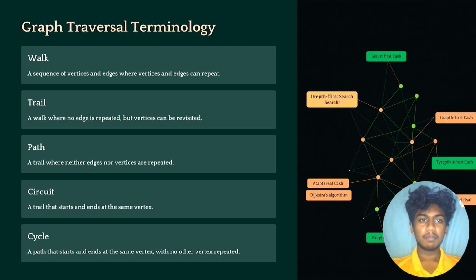The next one is a path. A path is a trail where neither edges nor vertices are repeated. This is the simplest, cleanest route from one vertex to another. Circuit, a trail that starts and ends at the same vertex. Cycle, a path that starts and ends at the same vertex with no other vertex repeated. These concepts help define how data flows in a network, how routes are optimized, and how patterns are identified.